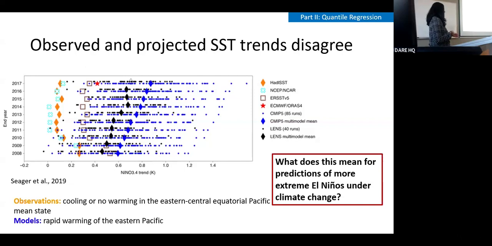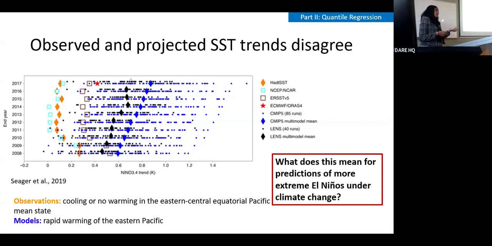What we're seeing on the x-axis is the trend in that Niño 3 value. On the y-axis, we're seeing the end year. So they did this for 30-year periods ending in 2008, 2009, 2010, and so on. And what you see is a clear divergence of behaviors. In the real world, as climate change has progressed, we've seen the Niño 3-4 remain at a pretty steady trend, whereas in the climate models, they're warming really rapidly in that region.